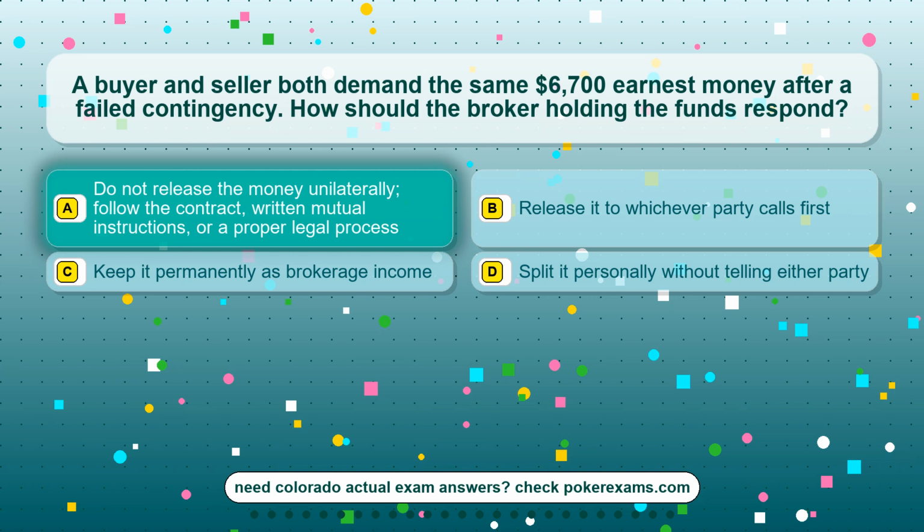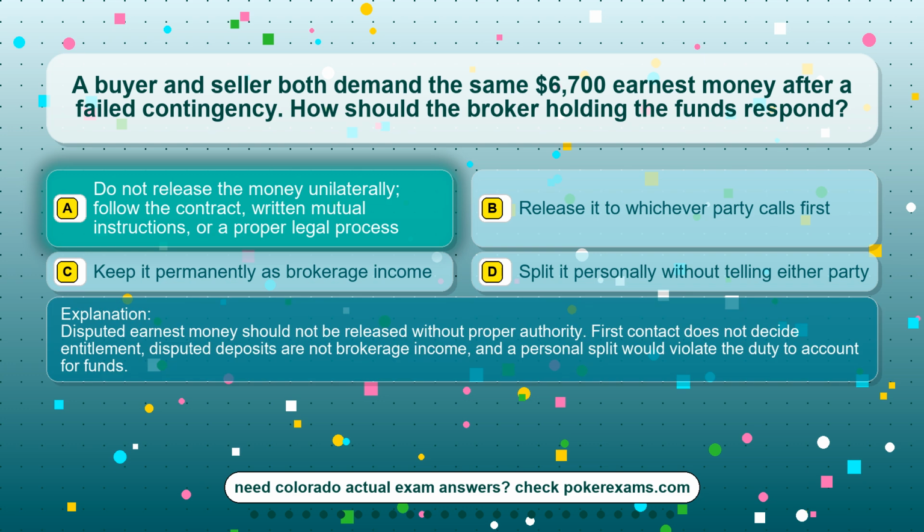The correct answer is option A. Do not release the money unilaterally, follow the contract, written mutual instructions, or a proper legal process. Disputed earnest money should not be released without proper authority. First contact does not decide entitlement, disputed deposits are not brokerage income, and a personal split would violate the duty to account for funds.